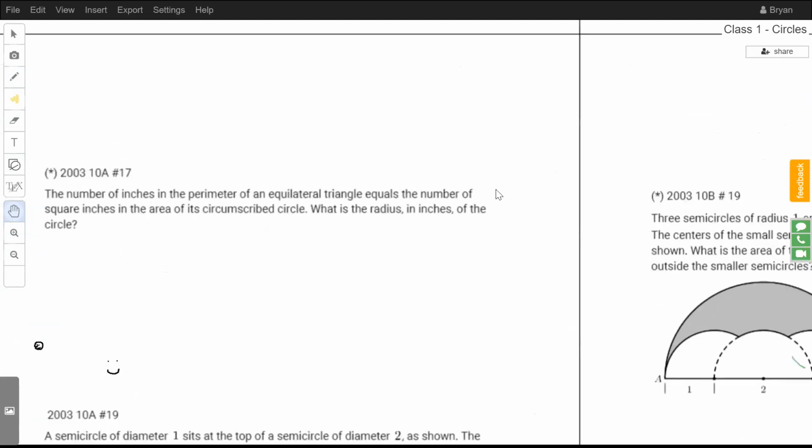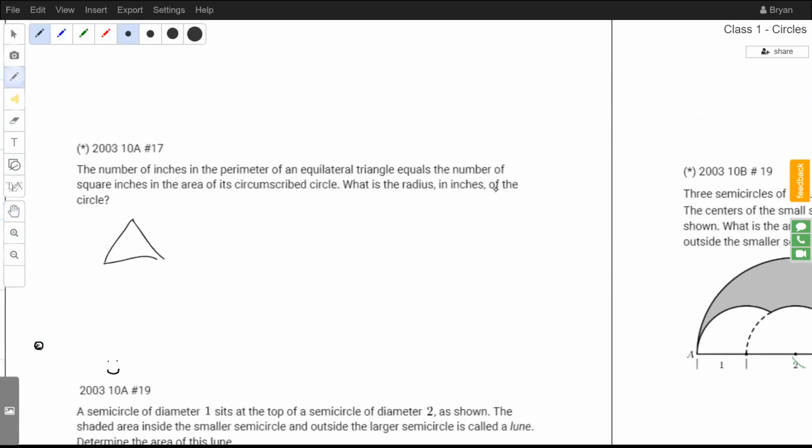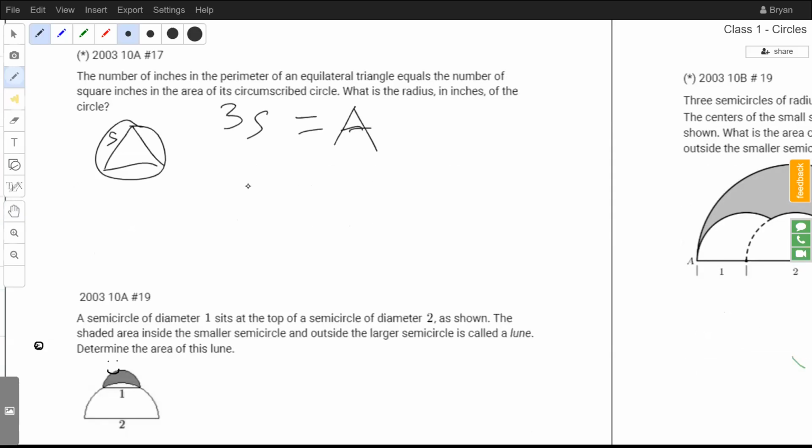So we basically have an equilateral triangle, meaning all sides are the same. And we also have the circumscribed circle, which is the circle around it, okay? And we know that the number of inches in the perimeter, if we let this be the side length, 3s, is equal to the number of inches in the area of this circumscribed circle, which we'll just call A, right? And this is an equilateral triangle, as I mentioned earlier. The circumradius is just going to be 2/3 of the height. Or in this case, if you know how to find the area of an equilateral triangle, you can use the circumradius formula.